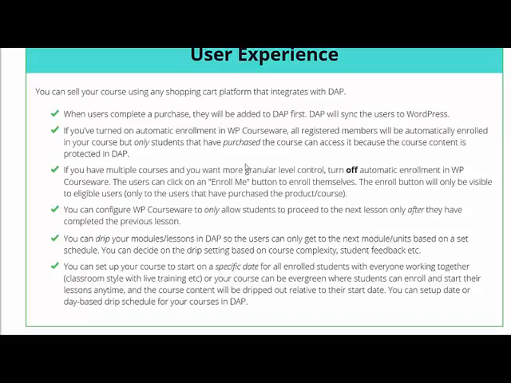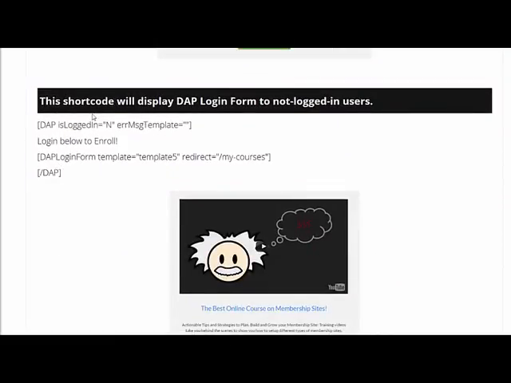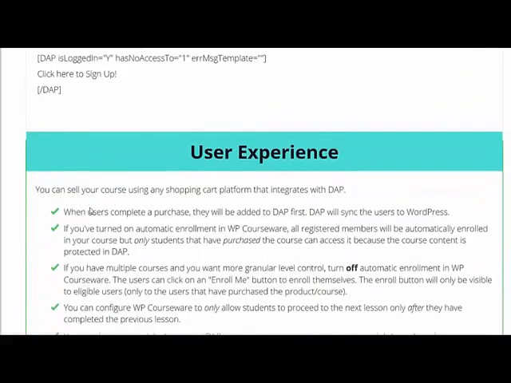If you have turned on manual enrollment because you want more granular control, in that case you just have to set up a page where you allow your users to enroll themselves, and for that you can use shortcodes. You will find all the shortcodes in this post, and all the details are here. You can just copy it and then make the changes as needed.